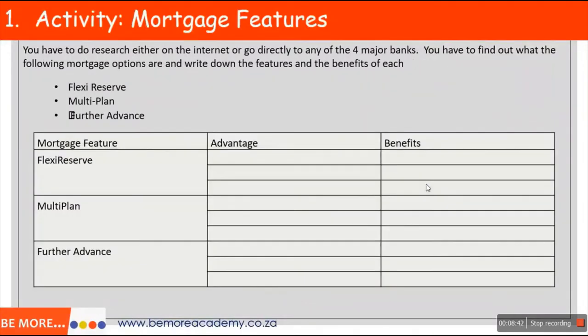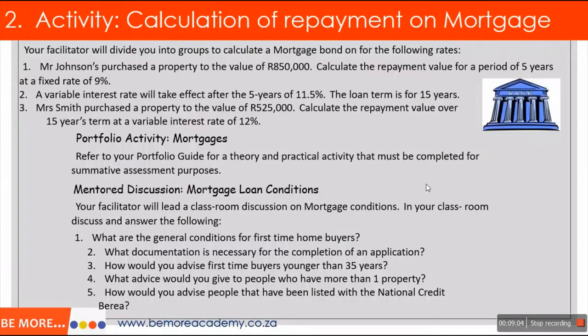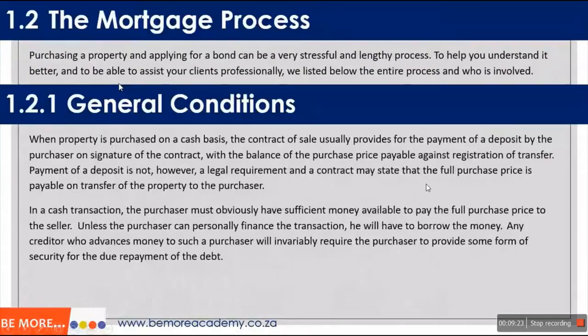Activity: mortgage features. Now we've spoken about the different options: Flexi Reserve, Multi-Plan, and Further Advance. So I think if you can try to do this activity on your own or in the group, it will be good. Activity: calculation of repayment of a mortgage. Your facilitator will divide you into groups to calculate the mortgage bond for the following rates. Mr. Johnson purchased a property for a value of $850,000. Calculate the repayment value for a period of 5 years at a fixed 9%. I think we will come back to all this on the practical side and work it out. Is that okay? Yes, it is. Thanks, Alex.